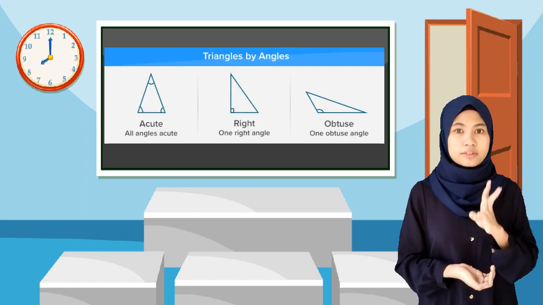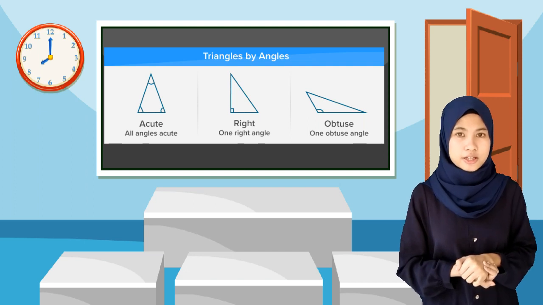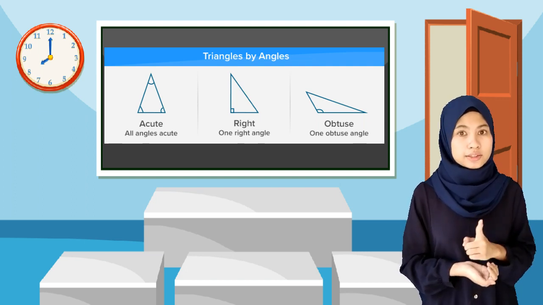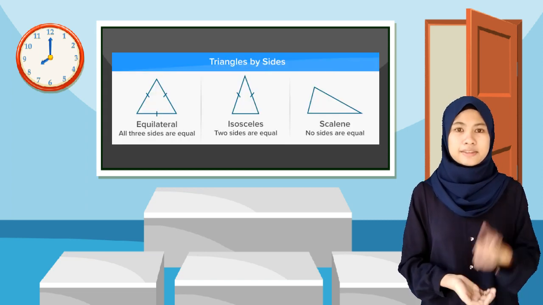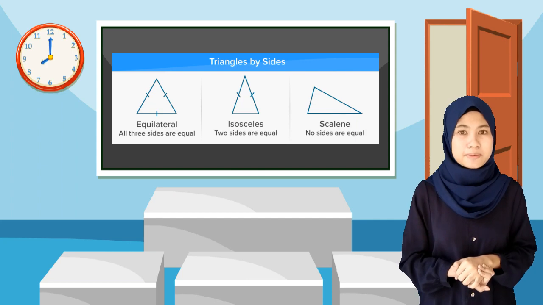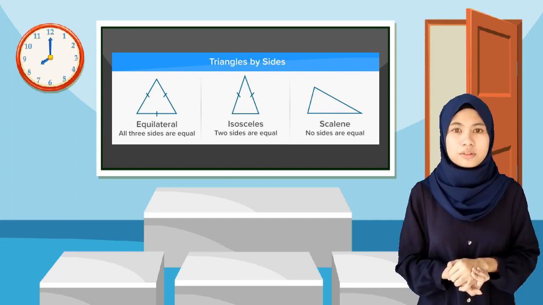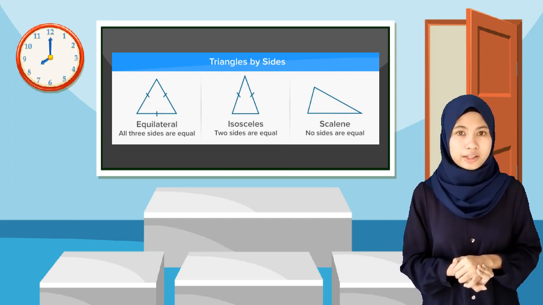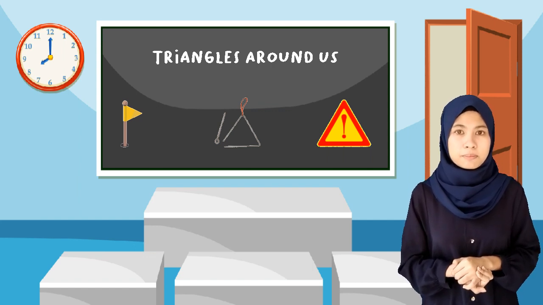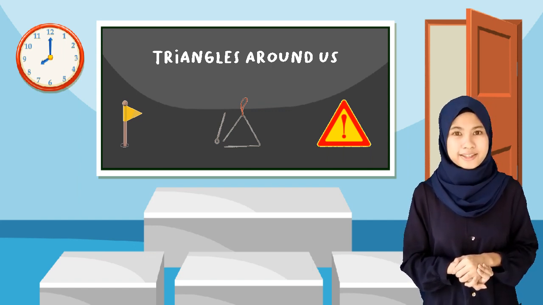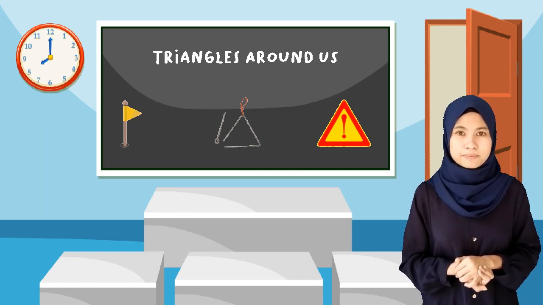There are 3 kinds of triangle based on angle measure, which are acute triangle, right angle triangle, and obtuse triangle. And 3 kinds of triangle based on the length of the side, which are equilateral triangle, isosceles triangle, and scalene triangle. We can find the shape of a triangle in a flag, the musical instrument triangle, and a roadside signboard. Okay, I will explain about acute triangle.